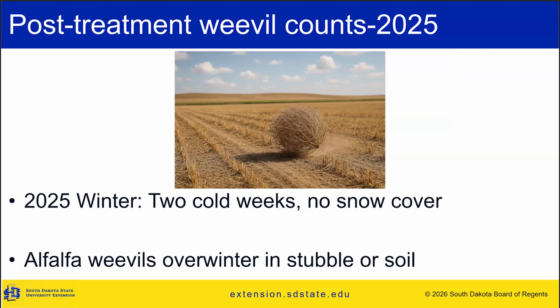But, like I said, in 2025, we put our plots out, and this tumbleweed going through a field is about how it felt when we were scouting, because we found nothing. I mean, we were scouting and scouting, and after an hour we might be able to find one or two of the larvae. So very low numbers in 2025, depending on where you're at.